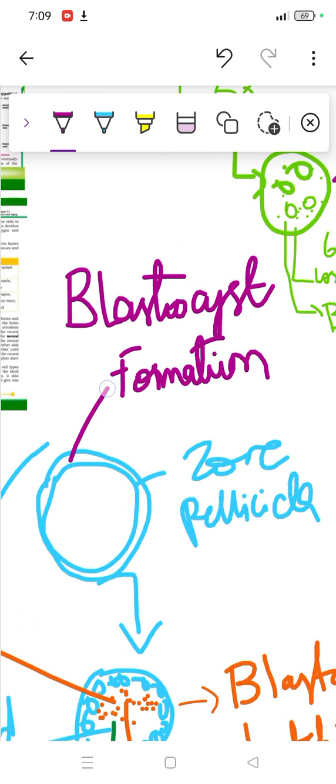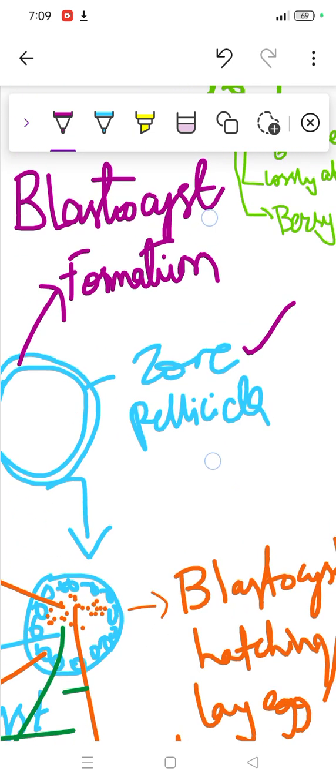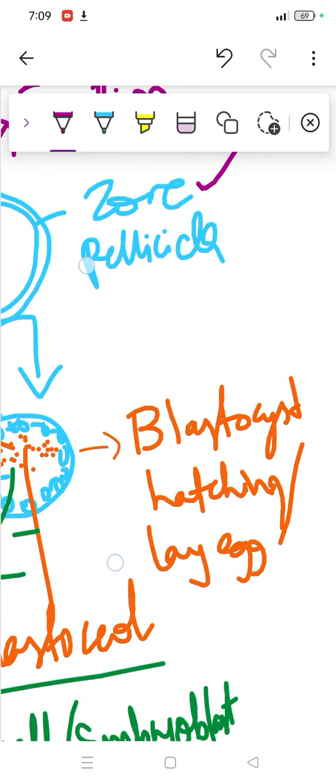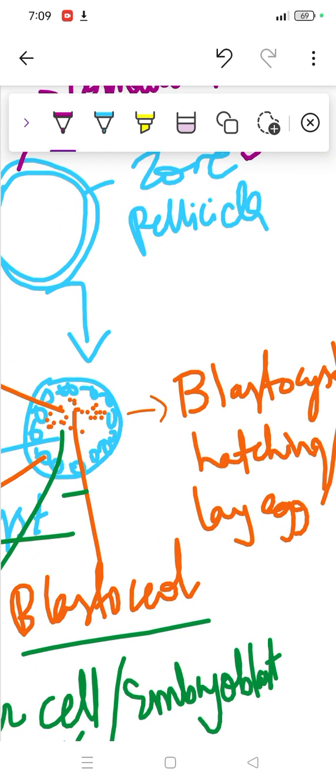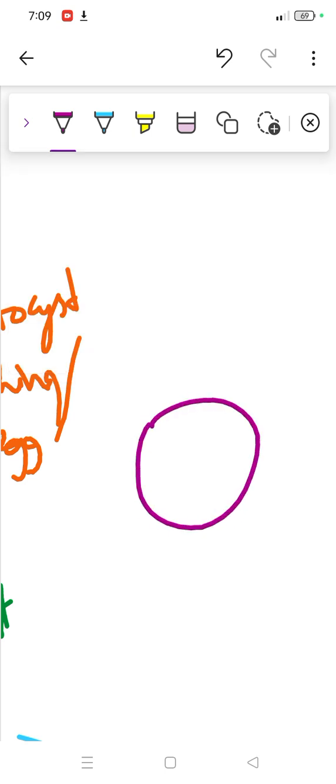If we just take one cell, we'll see the zona pellucida, which is simply the outer covering, then blastocyst formation. Blastocyst hatching is simply when they lay eggs. Hatching simply means laying eggs. So when we talk about hatching, we are considering birds. Then comes the main part, which is the diagram. So I could make it again. Let's see, here comes the main part.